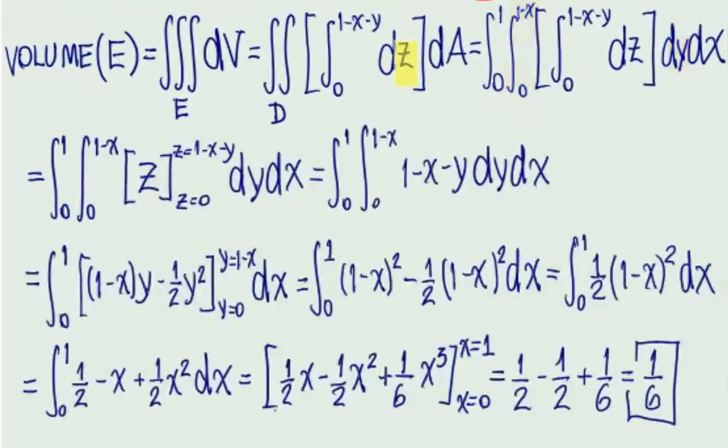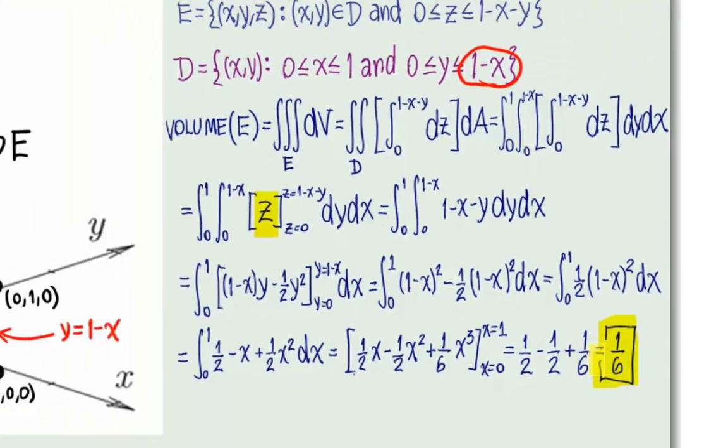So when you take the evaluation of all these integrals, integrate first with respect to z, the function 1 gives you z, and then you plug in, then you integrate with respect to y, and then you end up here integrating with respect to x, and it gives you 1/6 as the answer.